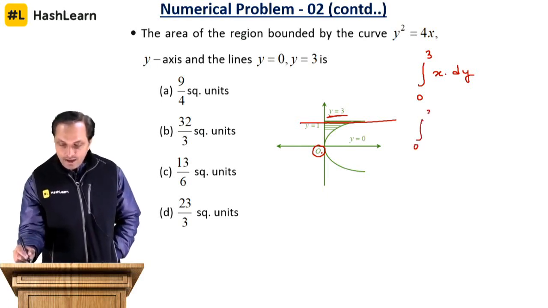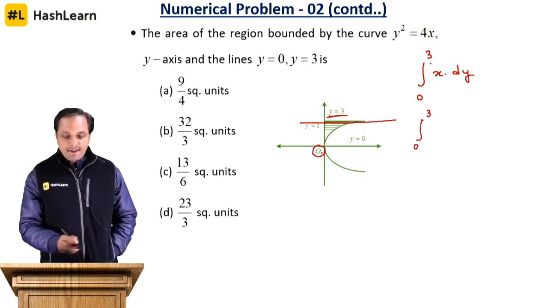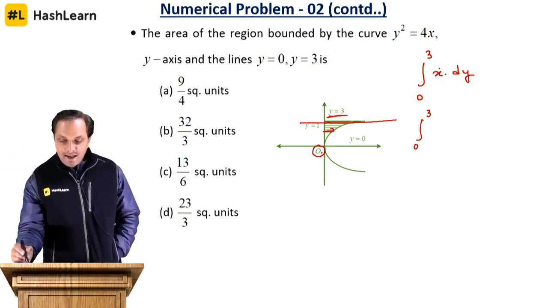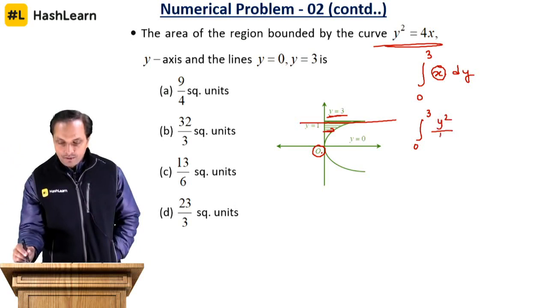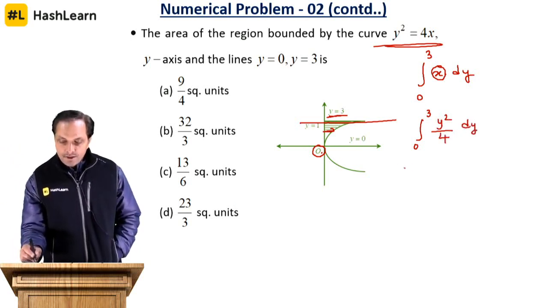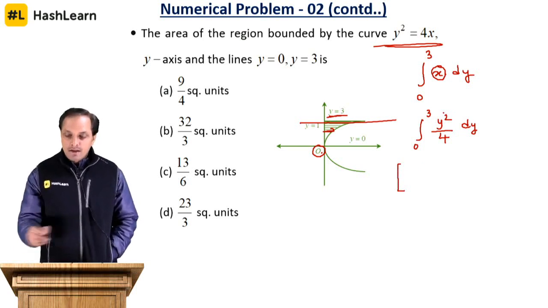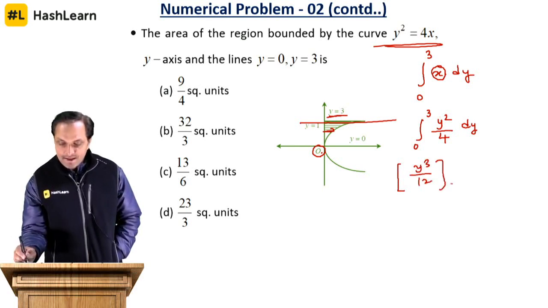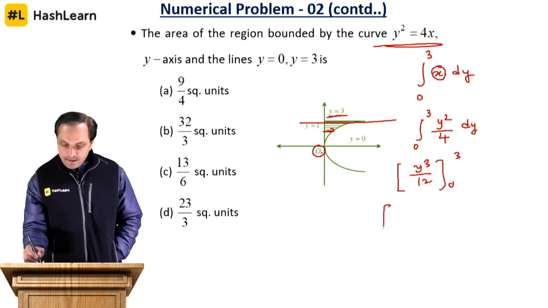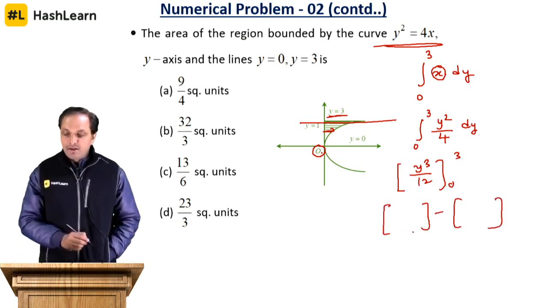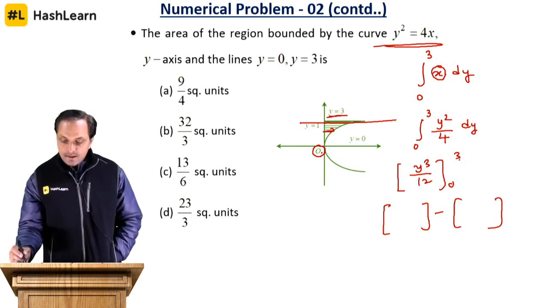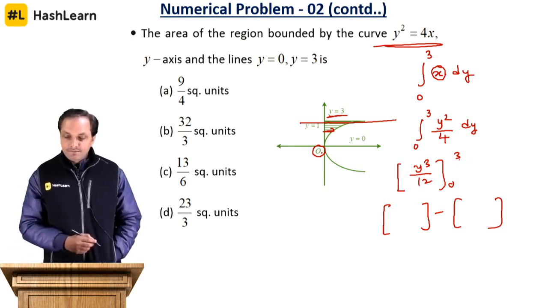So 0 to 3. When the limits are along the y axis, you need to draw one perpendicular to that curve. The curve's x coordinate is x. What is the curve's x coordinate? It is y square by 4. So integrate. Integration of this is y cube by 4 into 3, that is 12. 0 to 3 is the limit, upper limit, minus the space for putting the lower limit. So that will give you how much? This is 3. 3 cube is 3 3s are 9.